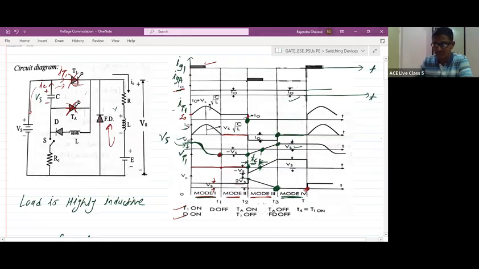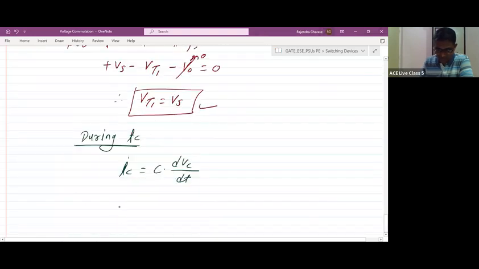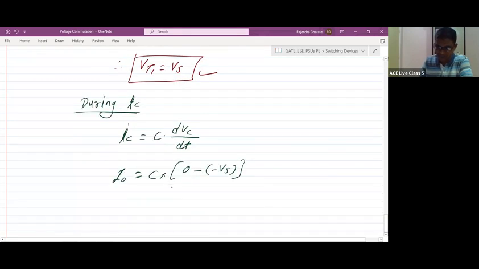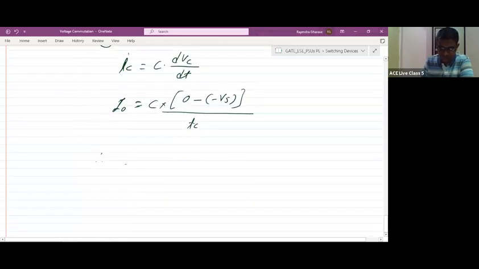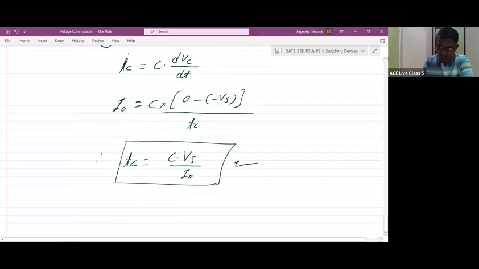That is TC. So let me write it: I0 is equal to C into dVC, which means 0 minus of minus Vs. Initial voltage was minus Vs, and during TC it has changed to 0, so final value minus initial value, divided by dt, which is TC. Therefore TC is equal to C into Vs divided by I0. This will give you the circuit turn off time for thyristor T1.